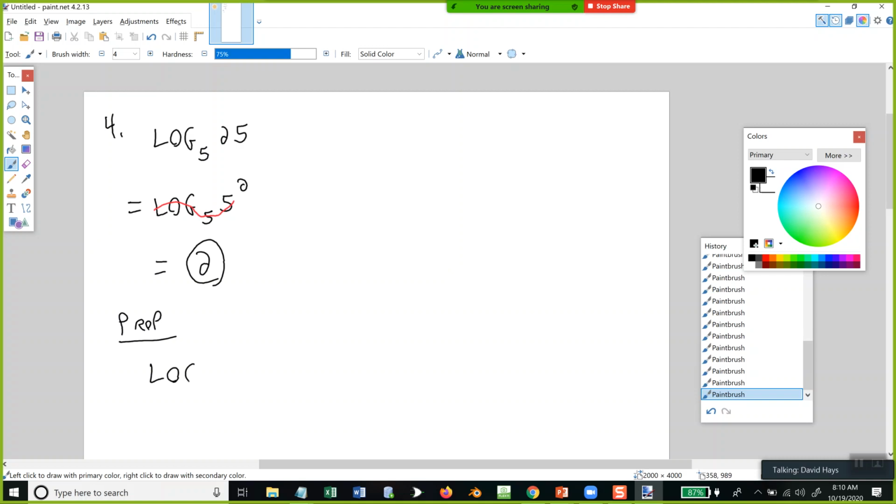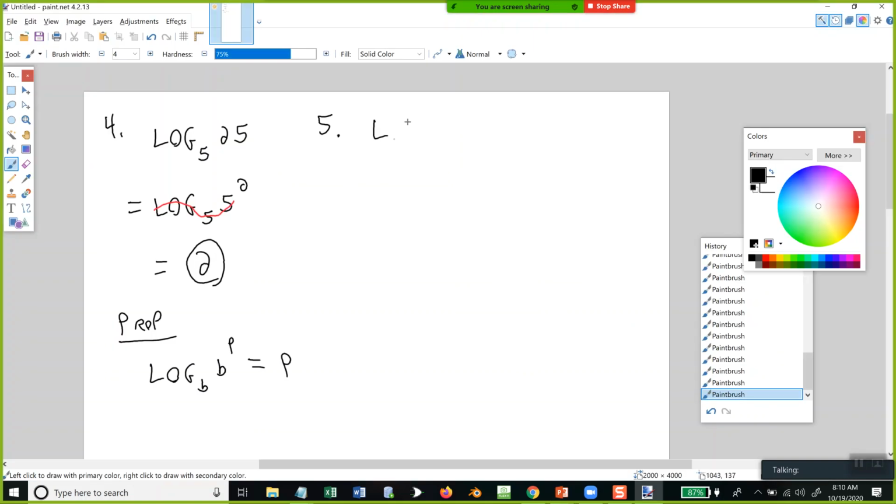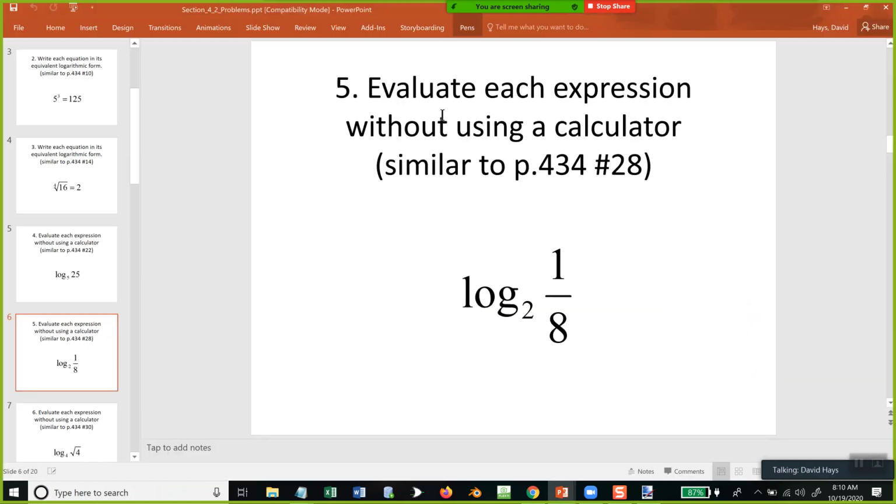The property says if you got log base b of b to the p, that's going to equal p. So if those numbers match, you can cancel the log and the b's, and the exponent drops down, and that's our answer. Like I said, very simple idea, but sometimes not so simple to get in that form. We've got log base 2 of 1/8.